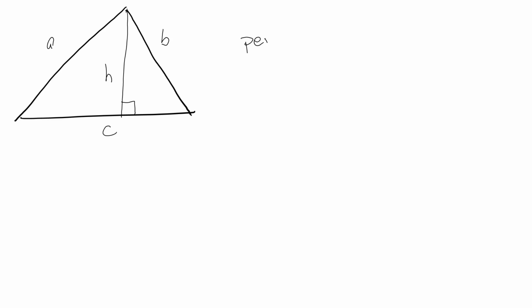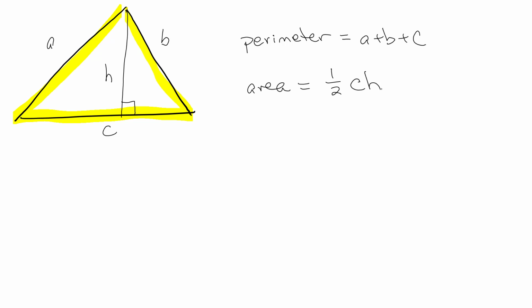So again, we have perimeter and we have area. The perimeter is straightforward. You're just going to go all the way around the outside: A plus B plus C. And now the area is going to be, basically the idea is that you have C times H, but only 1/2 of that. 1/2 of the base times the height.